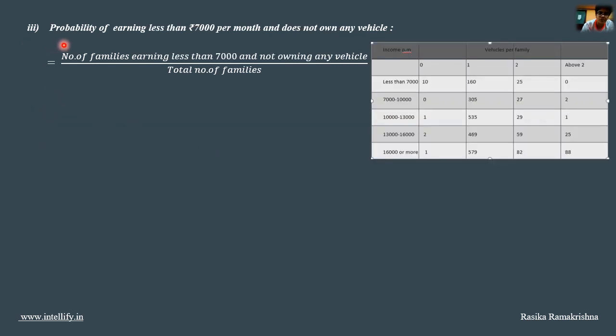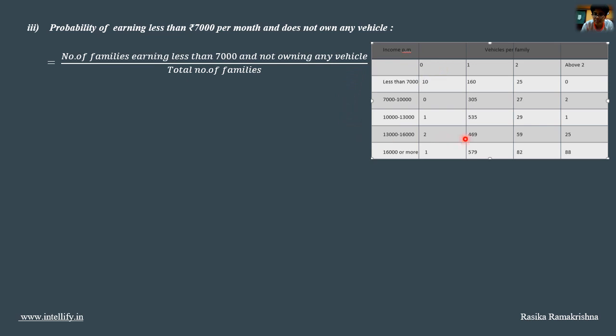Alright, so in subdivision 3, you are asked to find the probability of earning less than rupees 7,000 per month and not owning any vehicle. So here the event is earning less than 7,000 per month and not owning any vehicle. The probability is given by the number of families earning less than rupees 7,000 per month and not owning any vehicle, that is the number of trials in which the event has occurred, divided by the total number of trials, which is nothing but the total number of families.